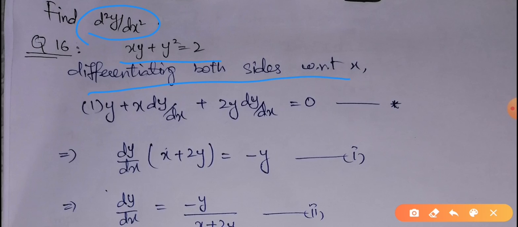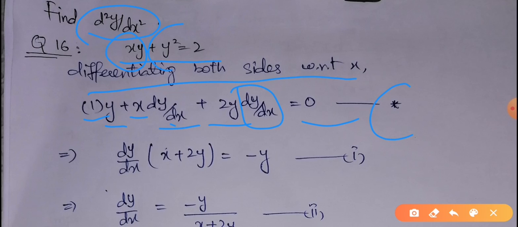So differentiating both sides with respect to x, we will apply the product rule on this. Derivative of x is 1, y as it is, plus x as it is, the derivative of y is dy by dx, plus the derivative of y squared will be 2y with the help of the power rule, and the derivative of the base is going to be dy by dx, is equal to the derivative of 2, which will be 0. So this is my equation, I have named it static.